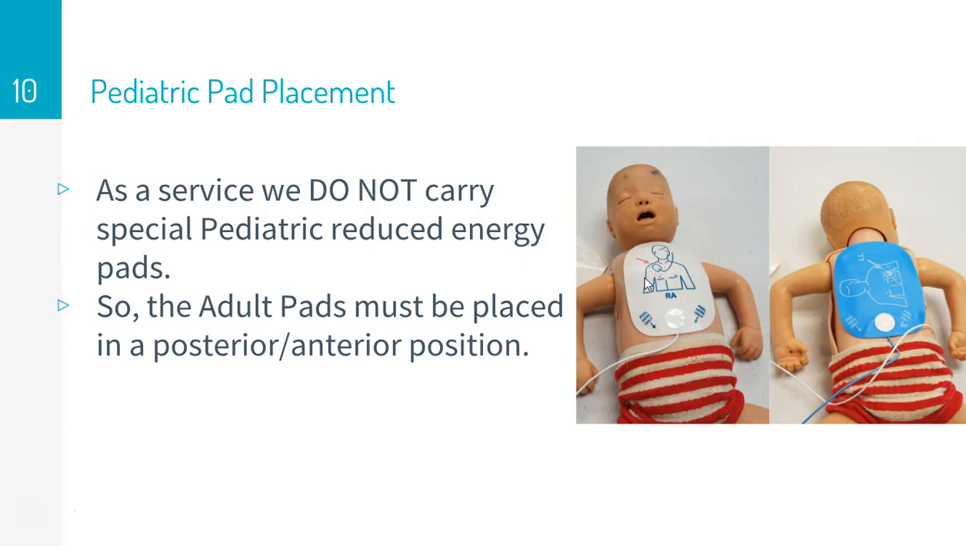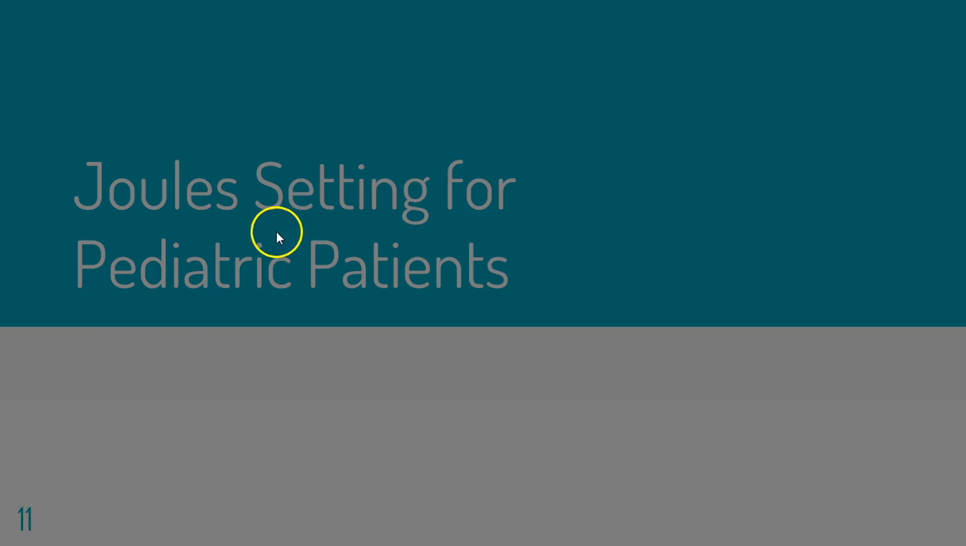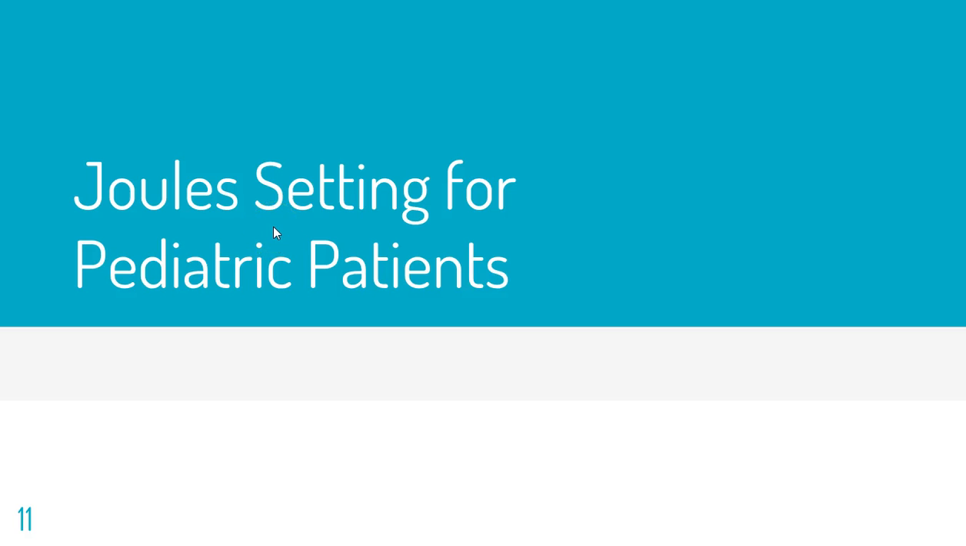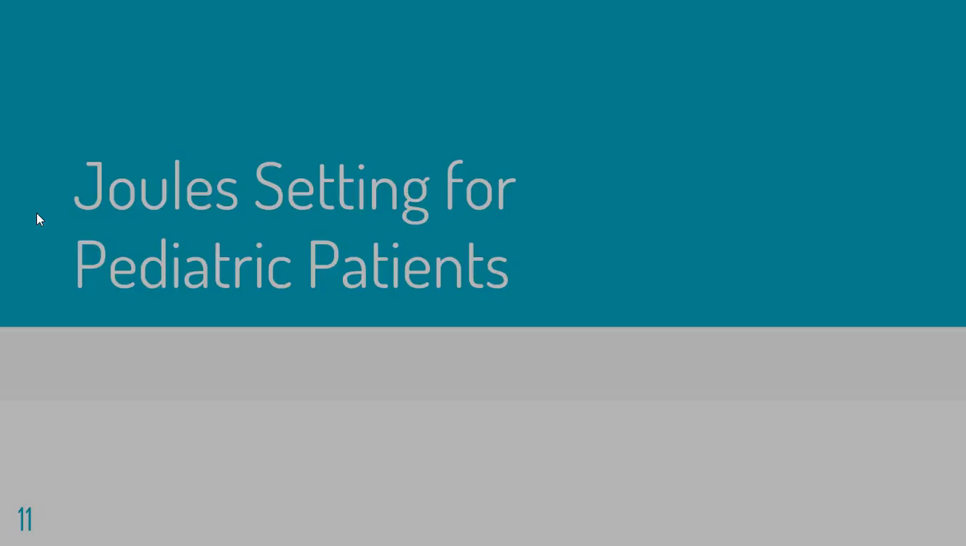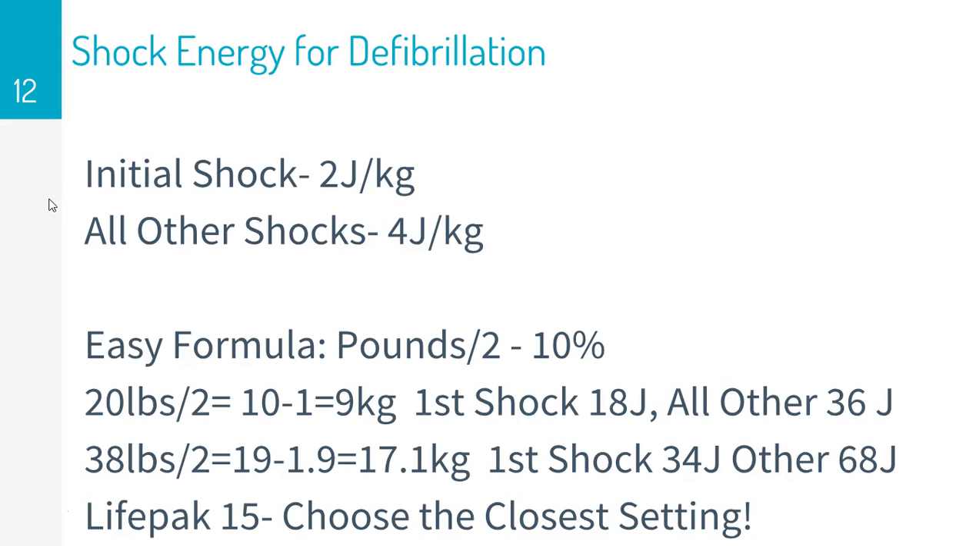Typically we try to do it with our top arm pad on the front and the one to the lower left on the back, so we can shoot through just like you would on an adult patient. Because we don't carry the special actuating pads that will correctly adjust the joules for a pediatric patient, you have to manually reset the joule setting on the defibrillator when working a pediatric code. So as we said before, our initial shock is 2 joules per kilogram. All the other shocks after that are 4 joules per kilogram.